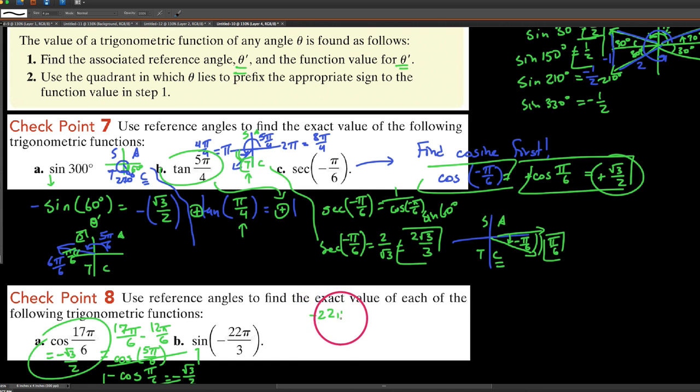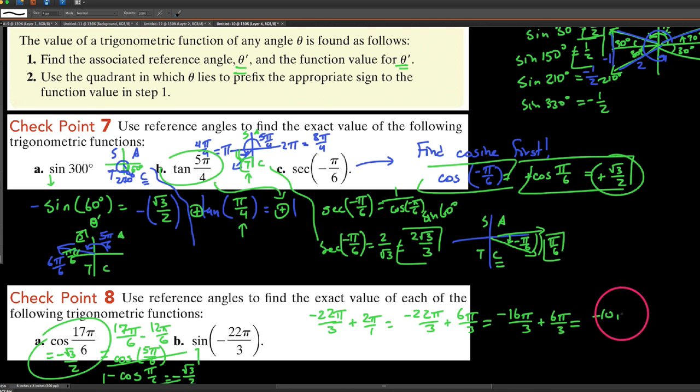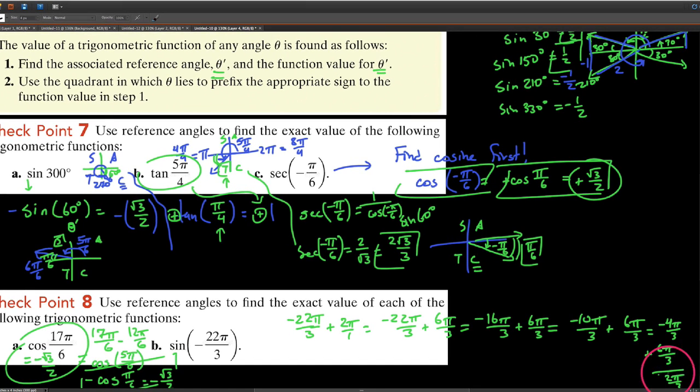For negative 22 pi over 3, I'd much rather deal with positive angles, so I'm going to add on 2 pi, or in other words, negative 22 pi over 3 plus 6 pi over 3. That gives us negative 16 pi over 3. Let's add on another 6 pi over 3, which is 2 pi. Again, that gives negative 10 pi over 3. We'll add on another 6 pi over 3, or another 2 pi, and we get negative 4 pi over 3. If we do this one more time, adding on 6 pi over 3, we end up with 2 pi over 3. So 2 pi over 3 is coterminal with this angle.